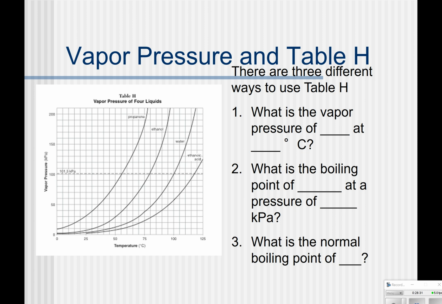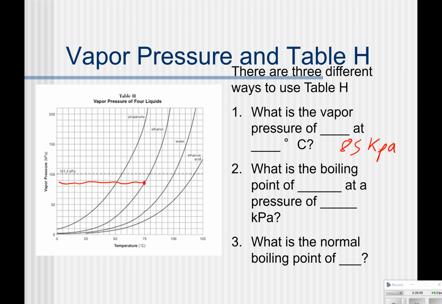Now you'll see 3 different types of questions when it comes to vapor pressure and using this table. It might be something like, what is the vapor pressure of ethanol at, say, 75 degrees Celsius? So we'd say, okay, we want the vapor pressure of ethanol. Here's ethanol, 75 degrees Celsius. It crosses the line right here. What is the vapor pressure at that point? And that would be something like 85 kPa.